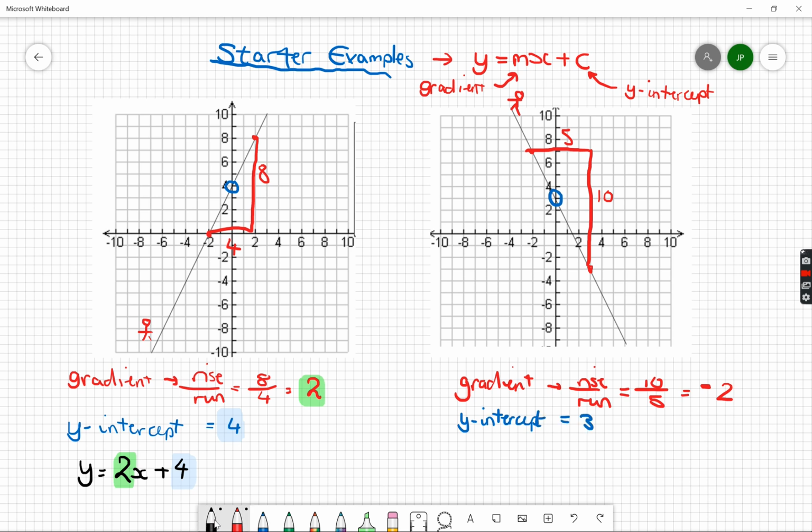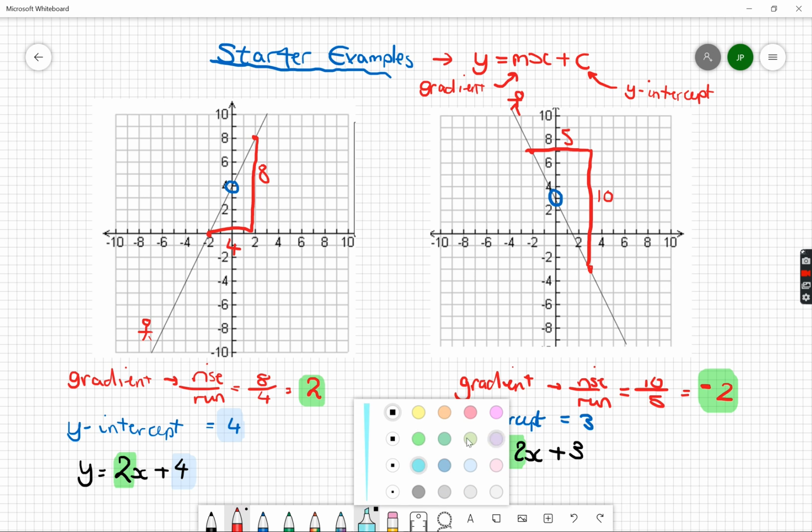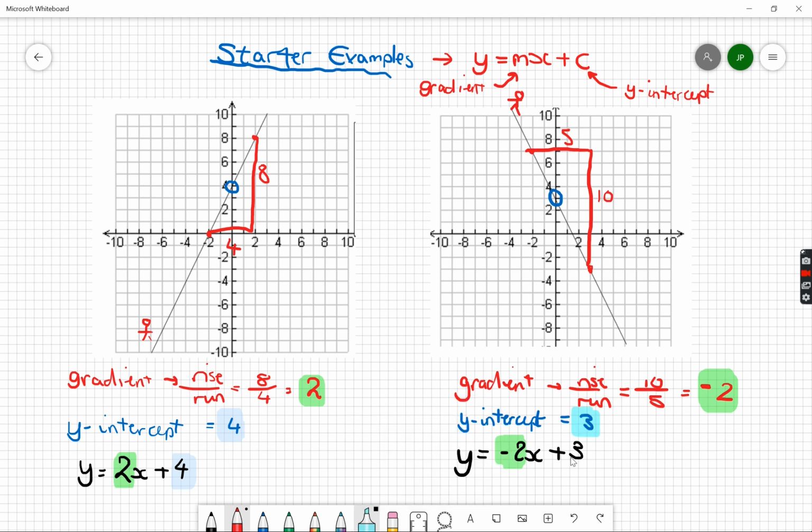So same as before, I can fill in my y equals mx plus c. So I'll have y equals minus 2x this time, because my gradient is a negative, plus 3. Same as before, the gradient, including the negative sign, is my amount of x, and my y-intercept is put on the end.